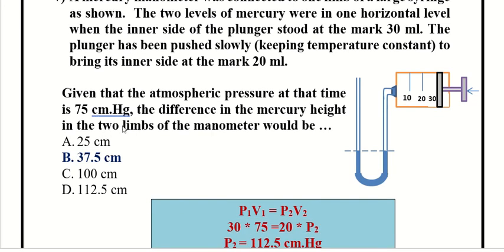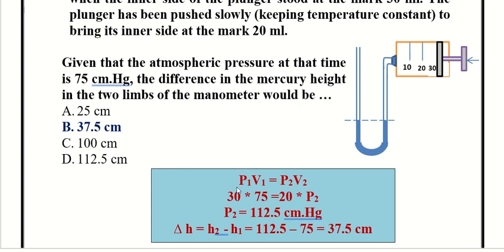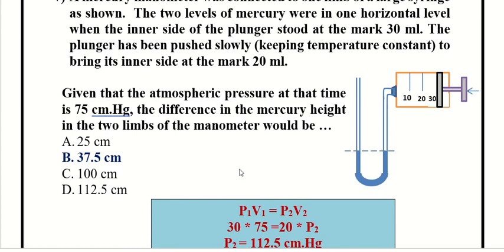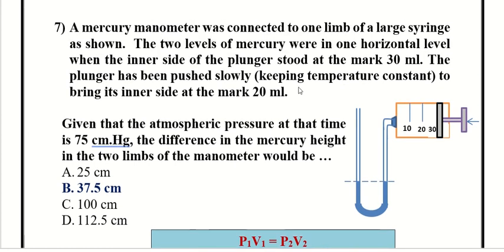If the atmospheric pressure at that time was 75 centimeter mercury, what would be the final pressure, the difference in the mercury height, between the two limbs? Here, substituting in the relations at a constant temperature, so this is an isothermal process.